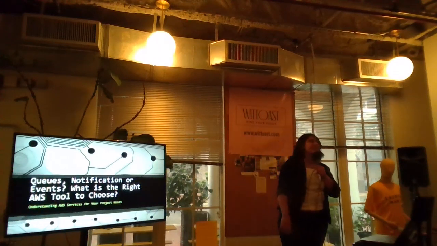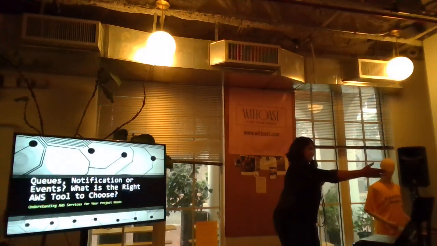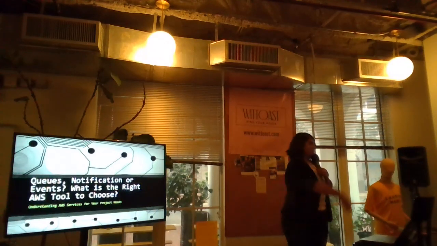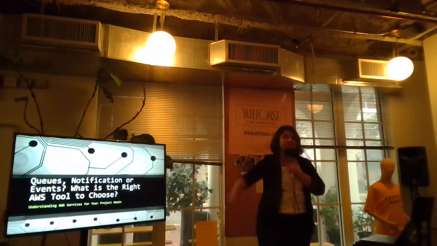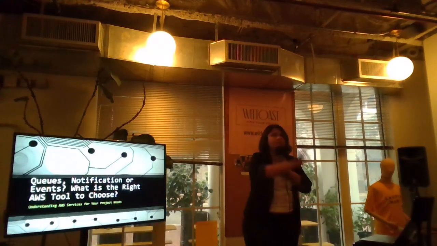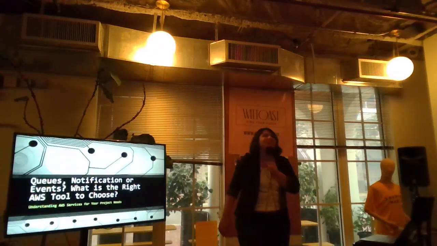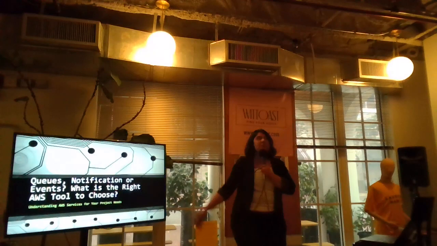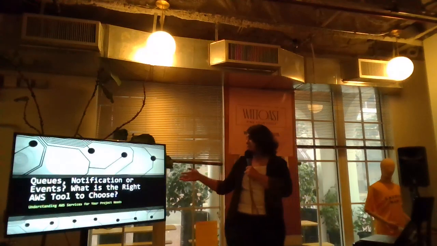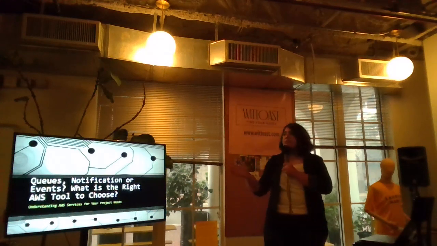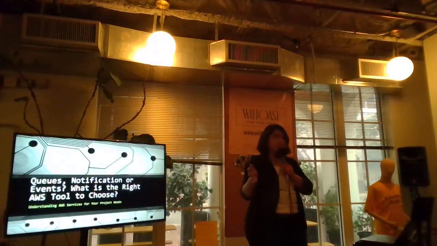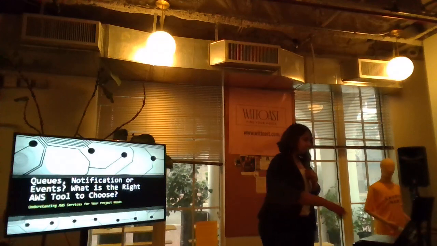Okay, we have seen data lakes. We have seen analytics, dashboard, call to action. We have seen cybersecurity. We have seen how to lead the teams. Okay, there's a lot of technology here. But how do these technologies communicate with each other? So we're going to look at queues, notifications, or events. What is the right AWS tool to choose for your project needs?